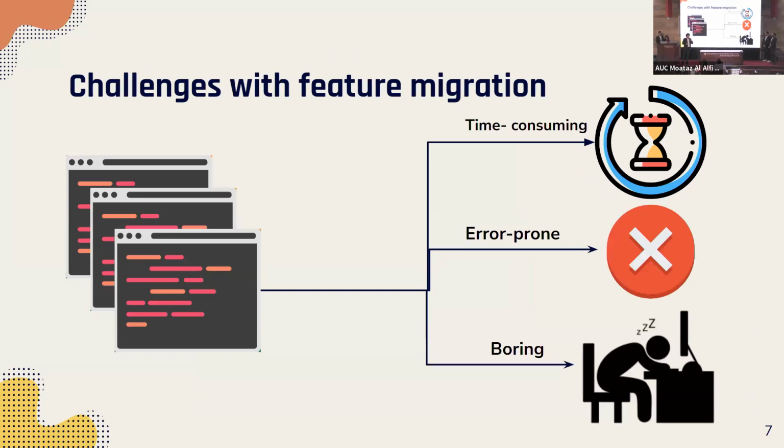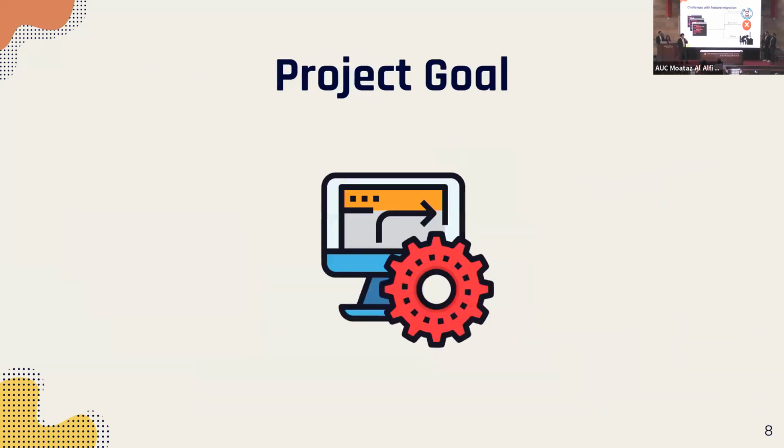When we deal with big or massive projects with thousands of files and millions of lines of code, we have the problem of doing these migrations manually. It's time consuming, it's error prone, and it's boring. So programmers are looking to automate this process. The goal of our project is to solve these problems by developing a tool that automates the process of feature migration.